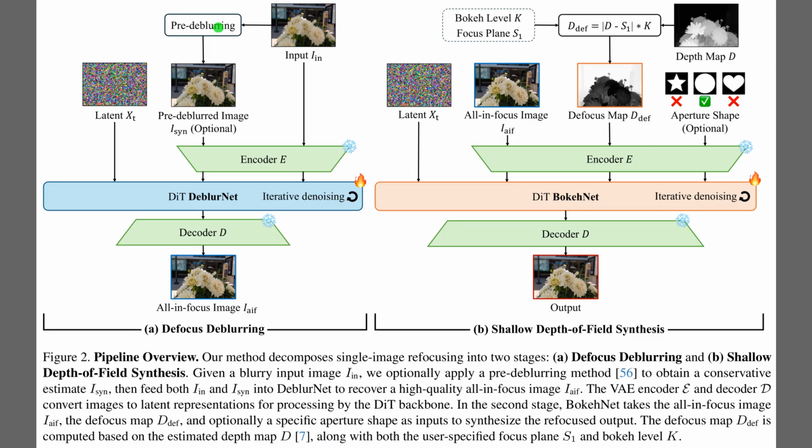Figure 2 explains why the method gets both robustness and control, because it splits refocusing into 2 separate jobs. The full diagram shows a first stage, DeblurNet, that turns a blurry input into an all-in-focus image, optionally helped by a conservative pre-deblur. The right side shows BokehNet, which takes that sharp image plus a defocus map to synthesize bokeh.